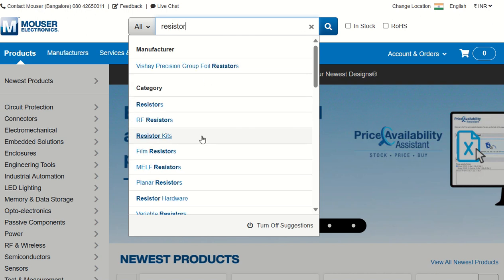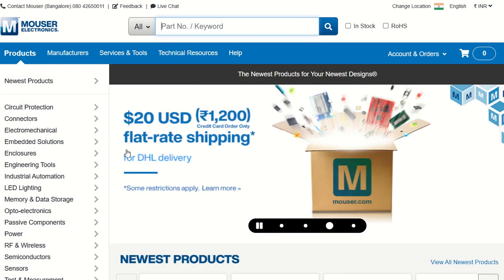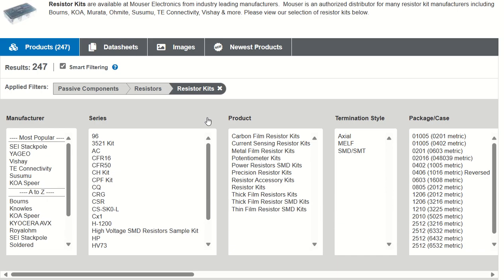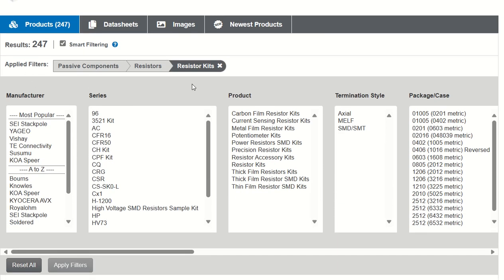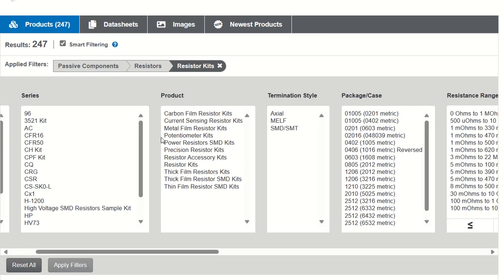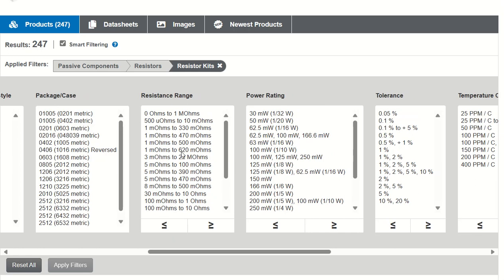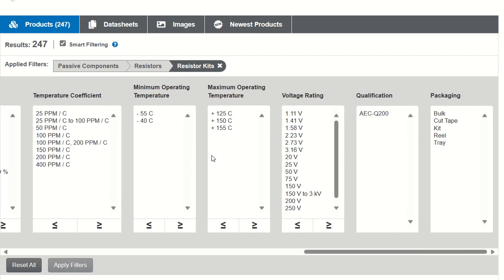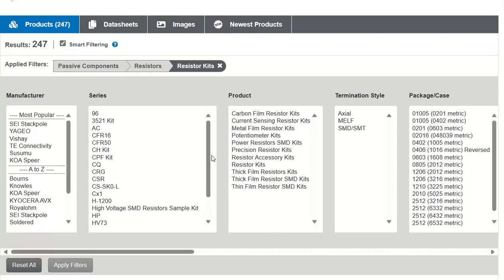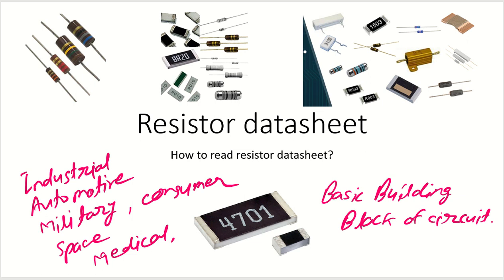So you can just type in resistor, and once you put resistor, it will also show you the same way what the different components and parameters are, and you can select based on your requirement. Understood? So alright guys, hope you have understood everything about finding the resistors and how to read a data sheet.